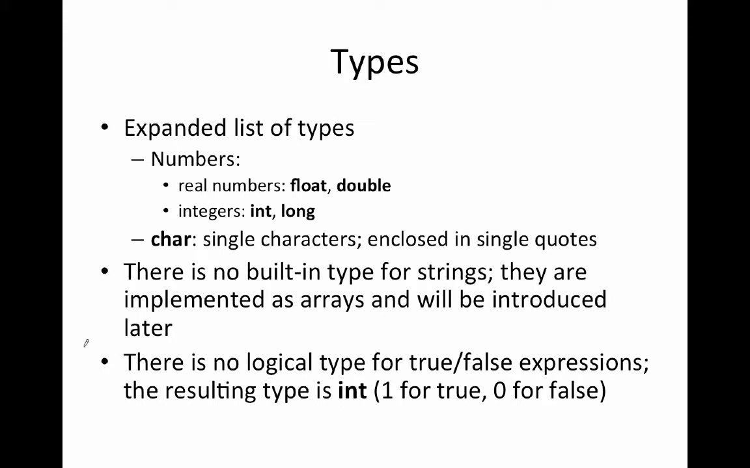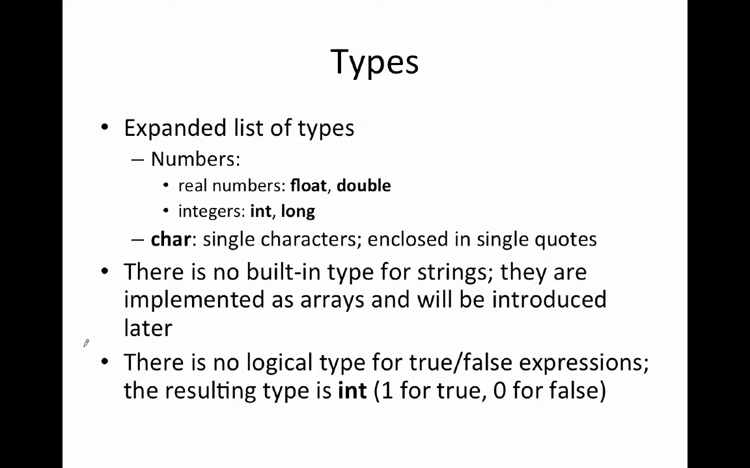So let's take another look at types in C. Here's an expanded list of types. For numbers, first of all, for real numbers, we have the type name float, and we also have the type double. For integers, we have two types, int and long. And again, we have the type char, char for single characters, and these are enclosed inside of single quotes.